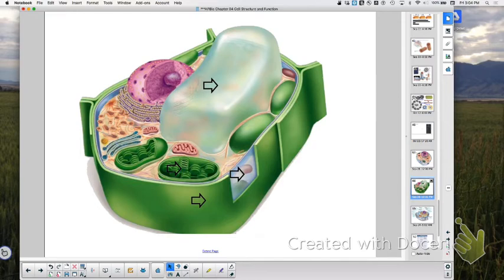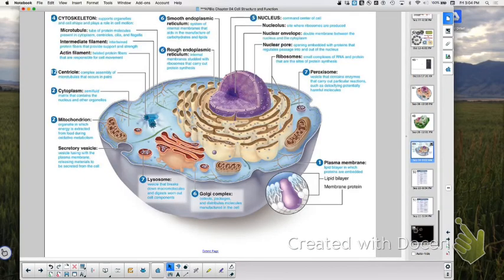Okay, stop. Come with me. What's this? Cell membrane? Nice. All right. Again, I recommend you find some diagrams where they're also labeled with structure and function.